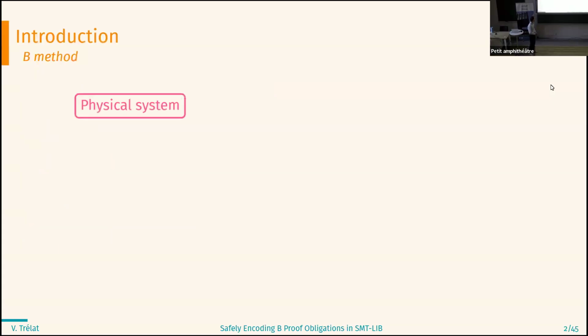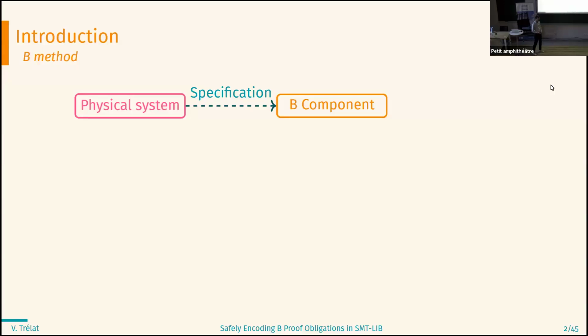First, for those of you who don't know the B method, we often start from a physical system that we want to specify. So we want to assert some logical formulas on those systems in order to verify some properties. It might be liveness properties, it might be some behaviors that we want to check or to ensure. This physical system, we specify it into what we call a B component or a B machine, using the B language. It's a mathematical specification language. It's not really a programming language, but it can be refined into one.